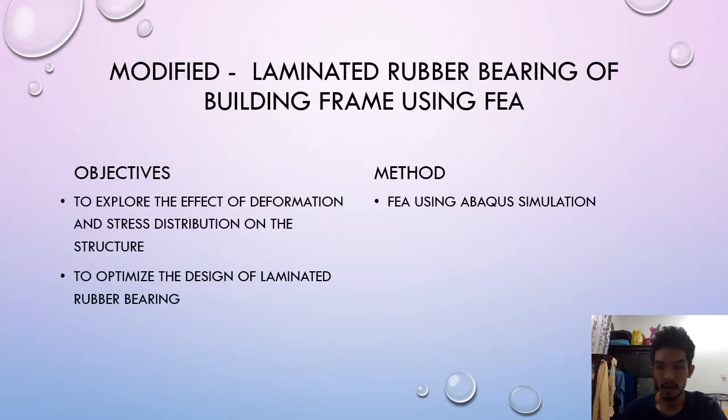Next, for the objectives of my final project, the first will be to explore the effect of deformation and also stress distribution on the structure. And the second one is to optimize the design of the laminated rubber bearing, the lead rubber bearing. First, we need to find the effect of deformation and stress distribution, and then from the data collected, we can optimize the design of the LRB.